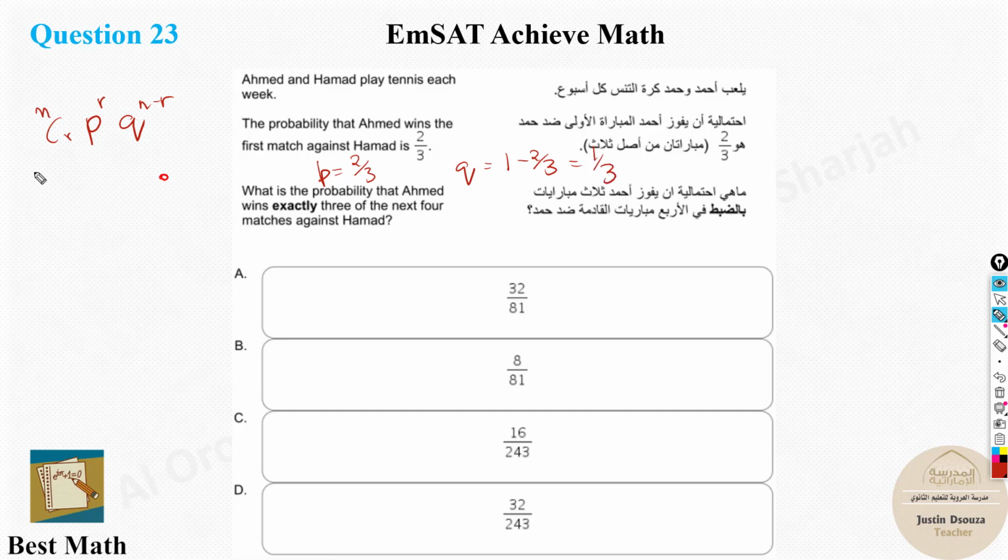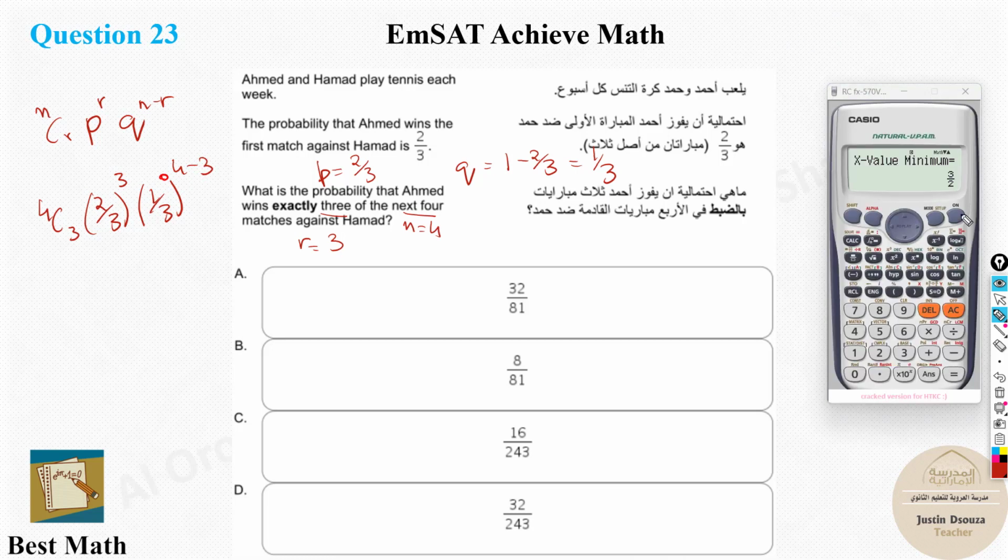Now all you need to do is substitute over here. n is the total, n is equal to 4, r is equal to 3. So how do I substitute? 4 C 3, and P is given as 2/3, the whole to the power r, again 3, and Q is 1/3 to the power n minus r. That's it. Let's put all of this in the calculator.